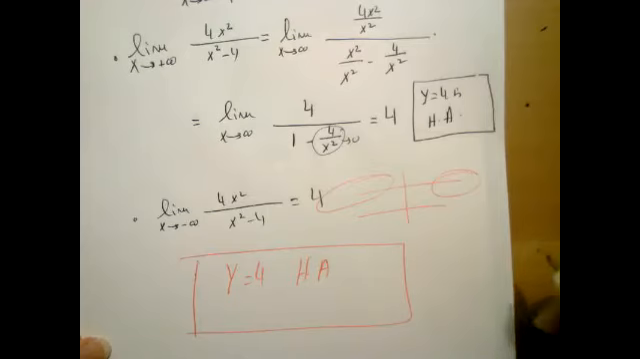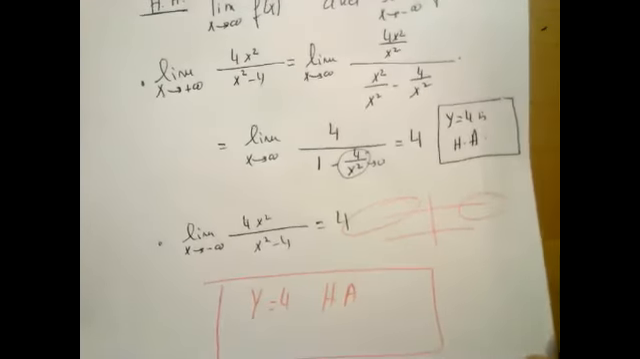All right, now the vertical asymptote. I will rewrite the function clearly and then we analyze it. So this is my function.